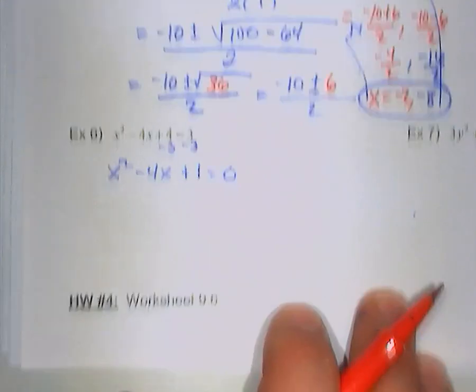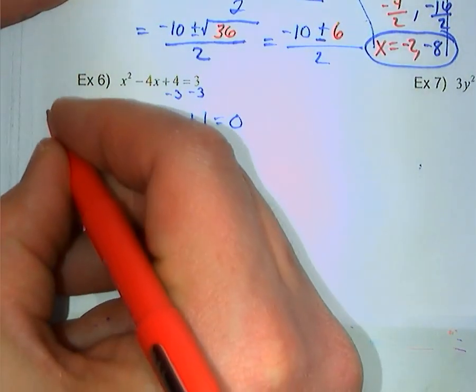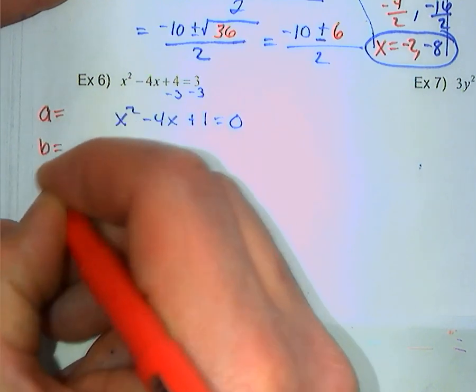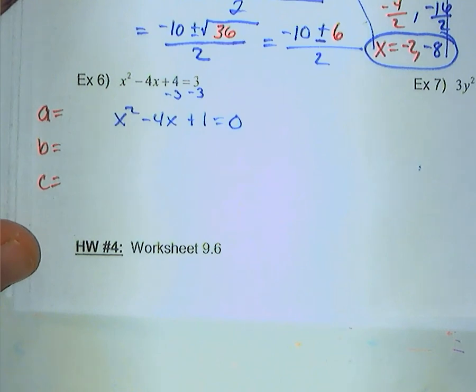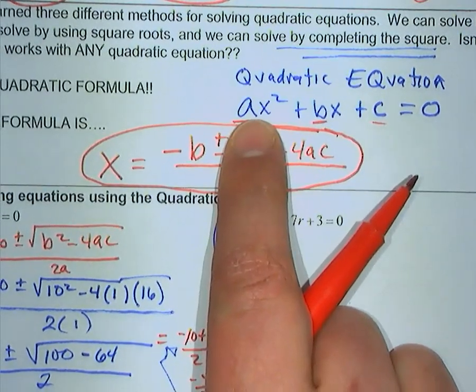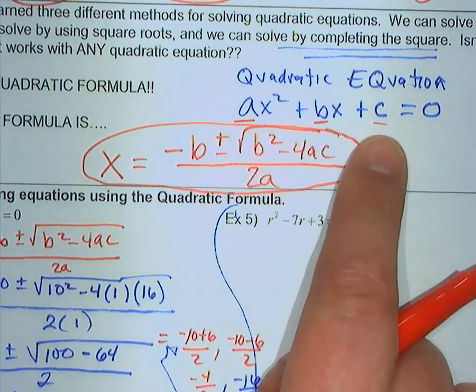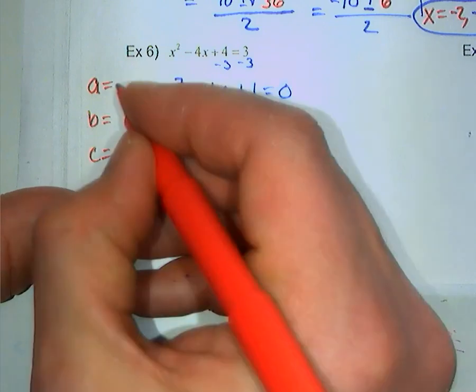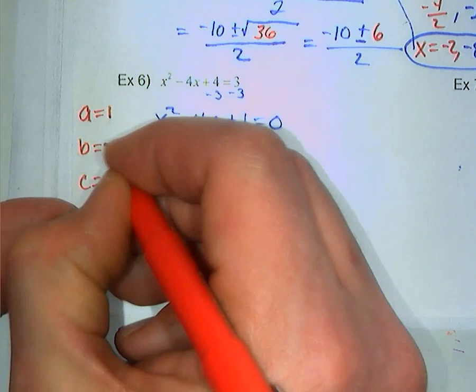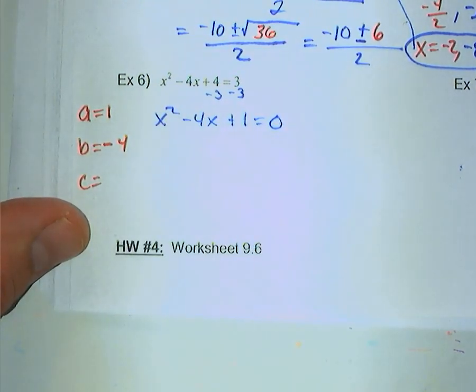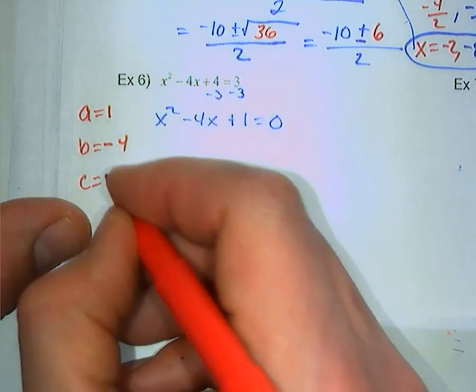Again, I like to list or label what a, b, and c are. I've got my equation equal to 0, and we plug them in. What's a? What's the number in front of x squared? A reminder: a is the number in front of x squared, b is in front of x, and c is the constant. So a is 1. b is negative 4. Make sure you include the negative. And then c is positive 1.